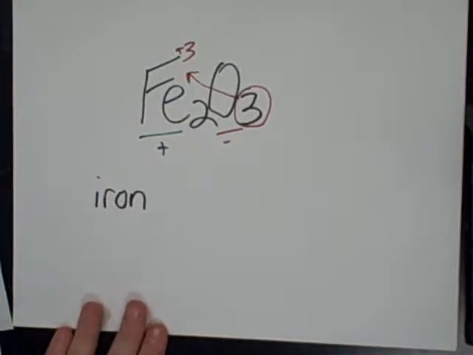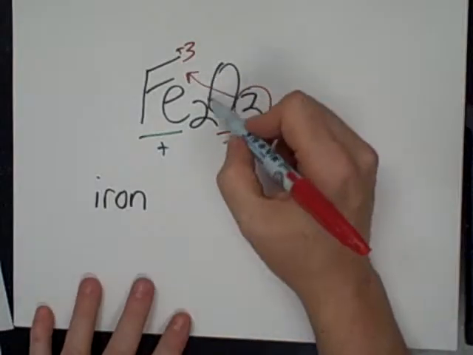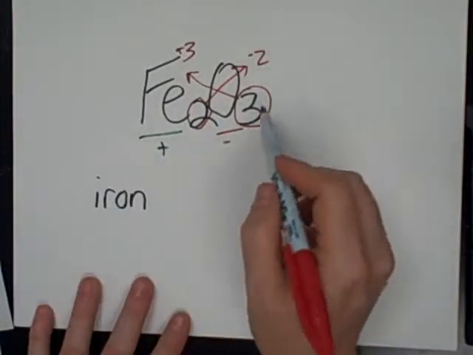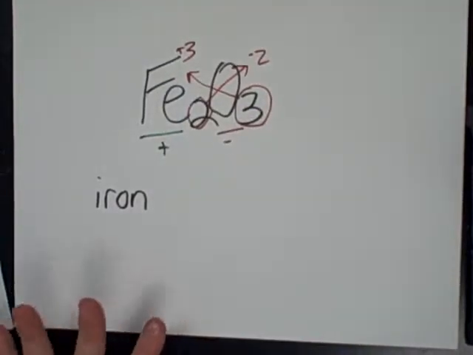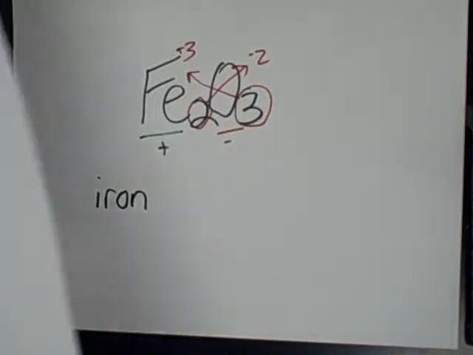Because remember, to get the formula, you dropped and crisscrossed the numbers. So that means that we originally had a 2 on the oxygen, 2 negative, and we originally had a 3 on the iron, 3 positive. So we uncrossed the number to find out that the original charge on the iron was a 3 positive.